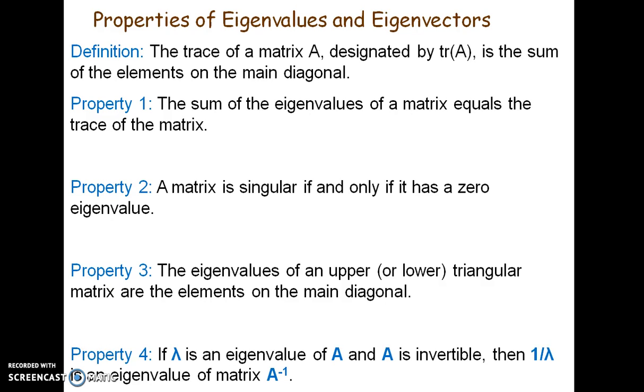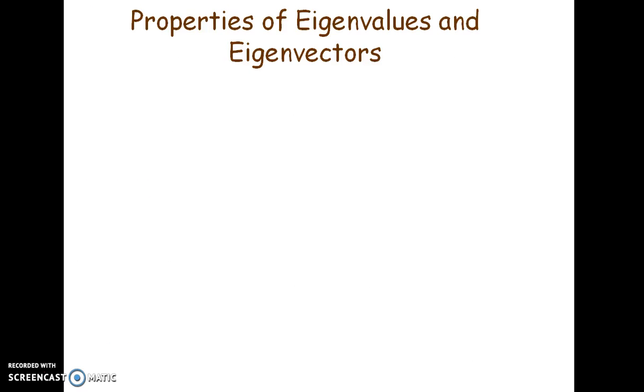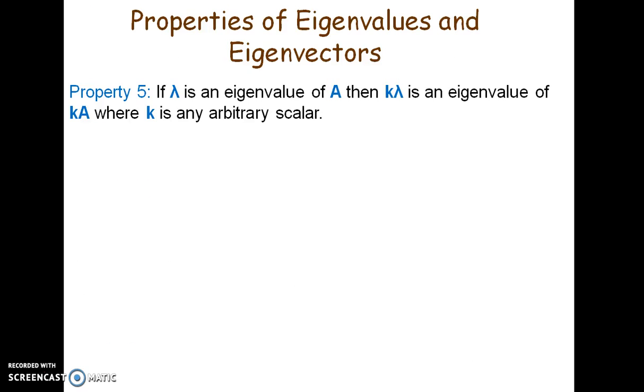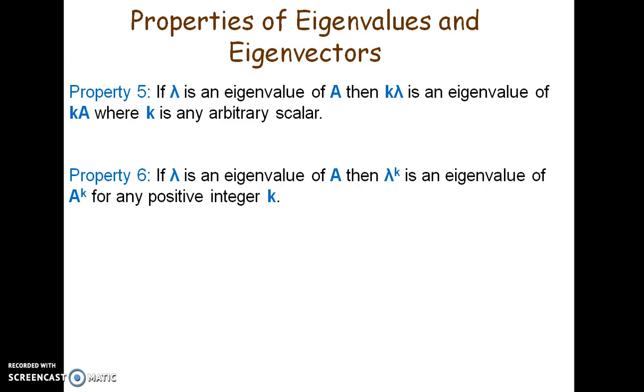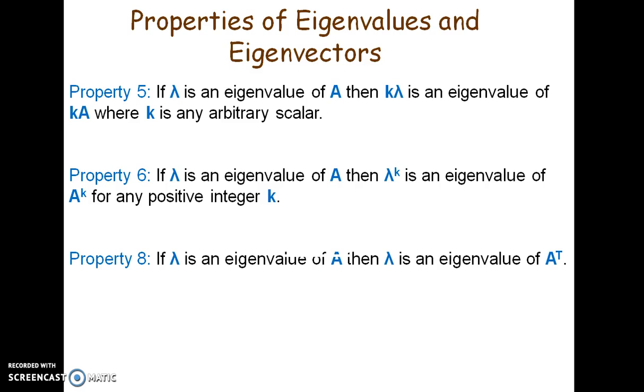Fourth property. If lambda is an eigenvalue of matrix A, and A is invertible, then 1 over lambda is an eigenvalue of matrix A inverse. Fifth property. If lambda is an eigenvalue of A, then k times lambda is an eigenvalue of k times A, where k is any arbitrary scalar. Sixth property. If lambda is an eigenvalue of A, then lambda to the power k is an eigenvalue of A to the power k for any positive integer k.